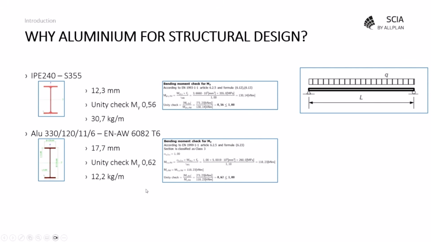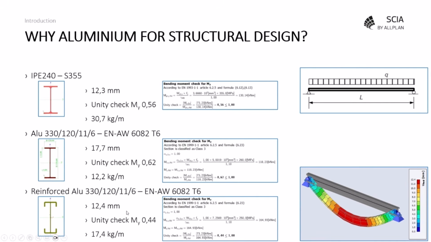Now, let's use the advantage of the flexibility of the aluminium material, and we can add lips of around 50 millimeters. This will lead to the same deflection as for the steel section, a lower unity check, and we are only at around 55% of the weight of the steel section. So we could use aluminium for applications such as temporary structures that cannot weigh too much, and we will obtain the same capacity with only 50% of the weight of steel.